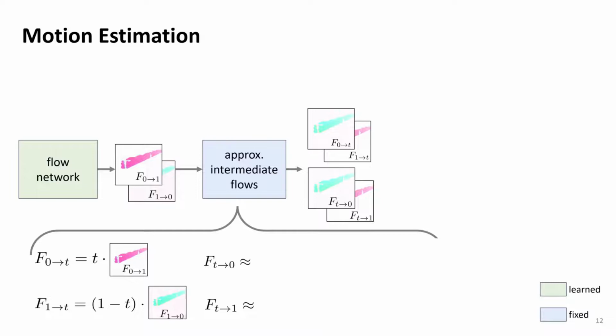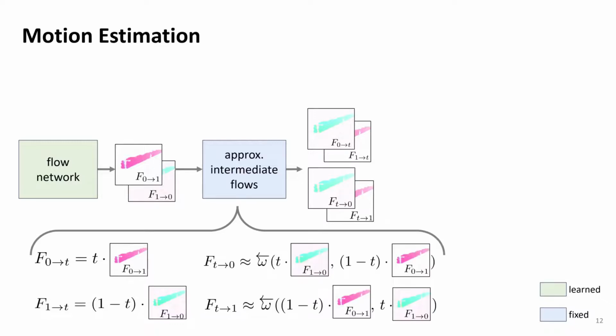We decide to not use the neural network for this in favor of keeping the computational resources low. Instead, we approximate the intermediate flow from t to 0 and t to 1 directly by warping the scaled bidirectional flows accordingly.